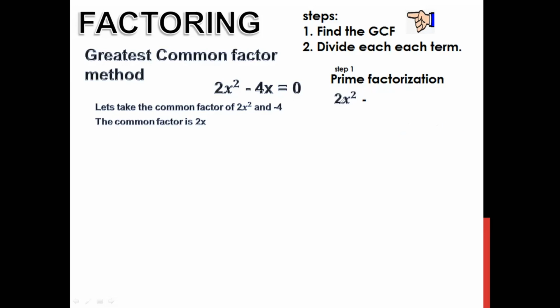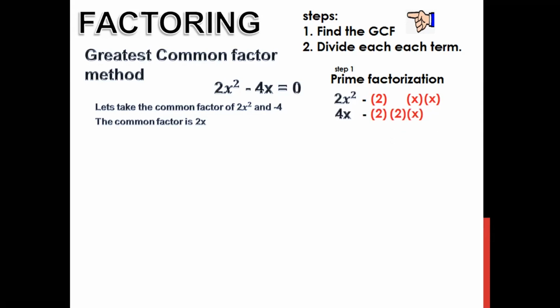So let's start with the prime factors of our numerals. We get 2, because 2 is already a prime. Then we have x squared, so in short, we have 2x. Next, the 4. What is the prime factor of 4? We have 2 and 2. Then we have 1x.